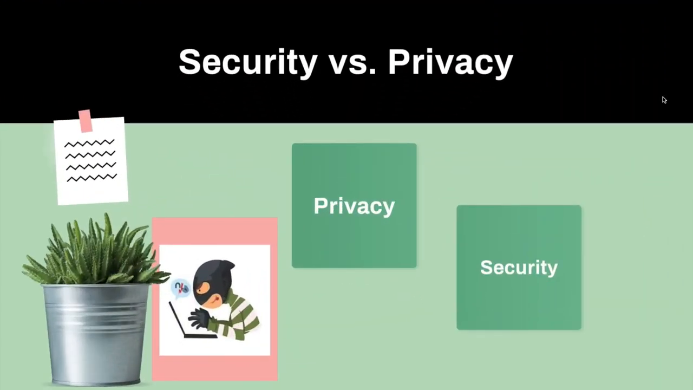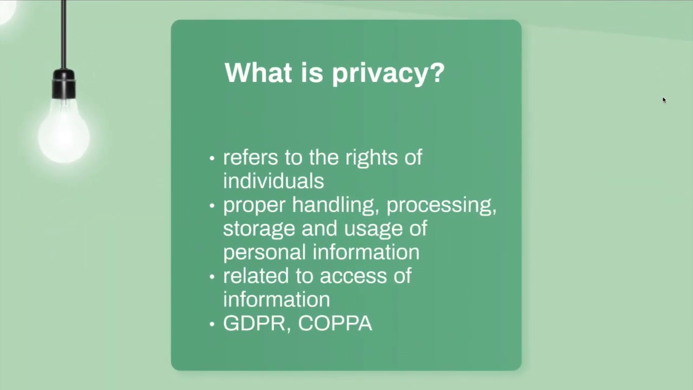These two terms are often used interchangeably, but actually mean very different things. Let's talk about privacy. Privacy is defined as having the ability to protect sensitive information about personally identifiable information. It refers to the rights of individuals, such as ourselves, and our right to essentially be left alone.